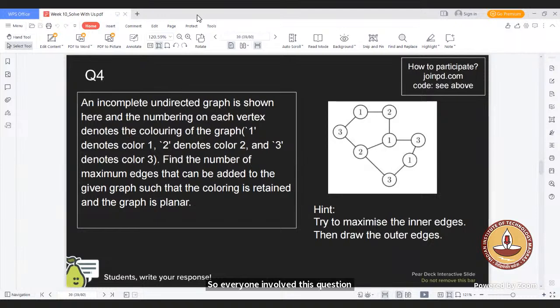Yes, sir. Okay. So even in the hint it is given: try to maximize the number of inner edges and then draw the outer edges. So if you connect 1 to 2 like this, those are inner edges, so try to maximize that first and then draw the outer edges.